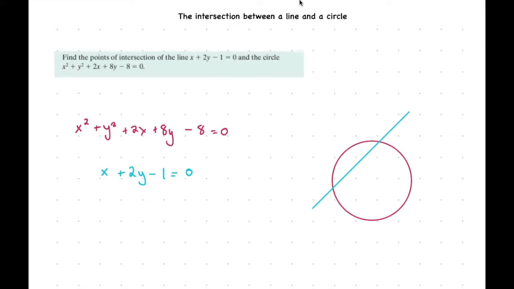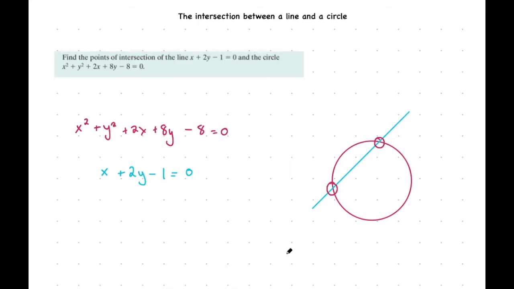In this video we're going to take a look at how to find the point of intersection between a line and a circle. So here I've drawn a rough sketch to visualize what is happening. We are looking at a circle and a line going through it, and there is, in this scenario, points of intersection, so it goes through the circle.